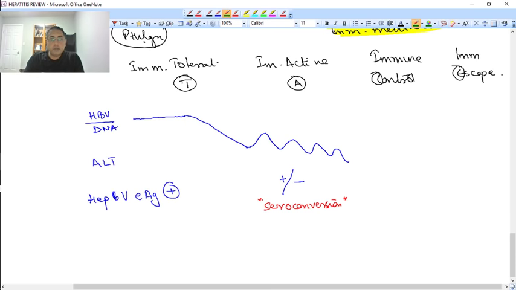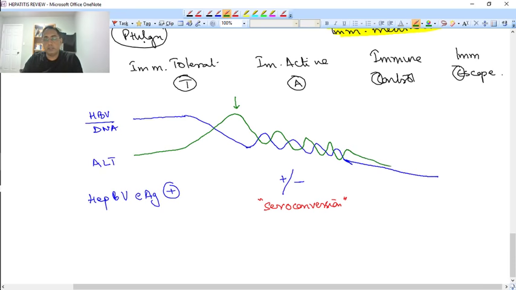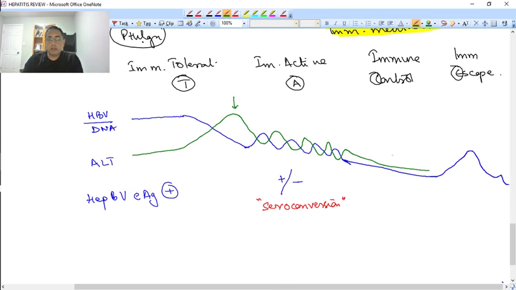If I draw the ALTs in a different color, these ALTs would start increasing and they correspond to the peaks and the lower troughs of this curve. Basically, the ALTs would tend to decrease and be on a lower side, but initially there is an acute rise in the ALT levels. As the immune control phase proceeds, the hepatitis B virus DNA is on a lower side as well as the ALTs. And then there is the immune escape phase, where again there is a resurgence of the hepatitis B DNA, which may again increase or decrease like this. And the ALT would again increase and then there is a concomitant decrease.